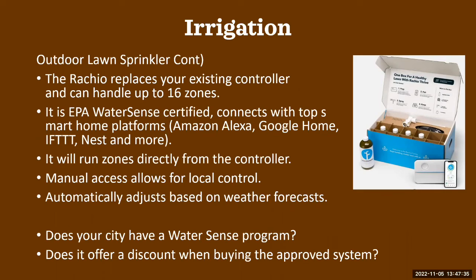Among outdoor lawn sprinkler brands, there's the Rachio, which replaces your existing controller. It can handle up to 16 zones. It is EPA WaterSense certified, and connects with top home platforms such as Alexa, Google Home, IFTTT, Nest, and more. It will run zones directly from the controller. You have manual access, which allows local control, and it automatically adjusts based on weather forecasts.